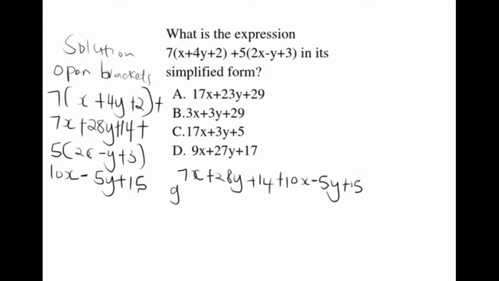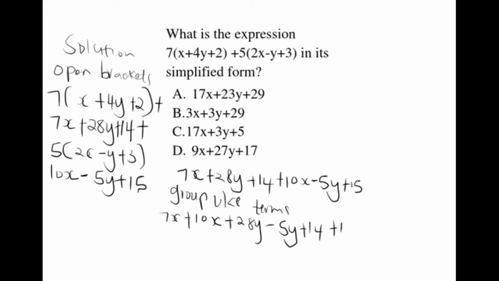We can now group like terms together. Our like terms, we have 7x plus 10x plus 28y minus 5y plus 14 plus 15. 7x plus 10x will give us 17x, plus 28y minus 5y, plus 14 plus 15.